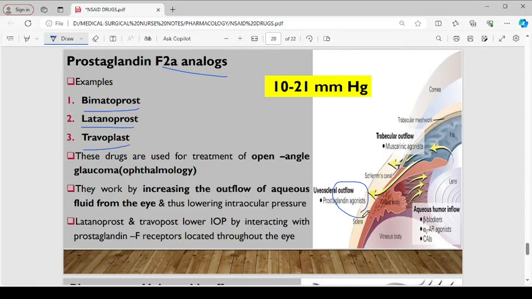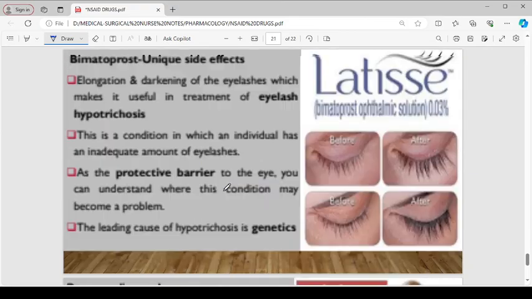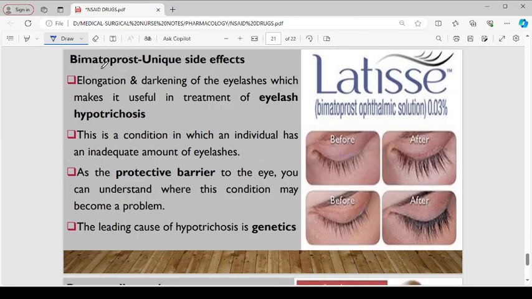In normal cases, the intraocular pressure is supposed to run between 20 to 21 millimeters of mercury. So the latanoprost and the travoprost, they lower the intraocular pressure by interacting with the prostaglandin F receptors that are located throughout the eye. Bimatoprost is also known for its unique side effects.